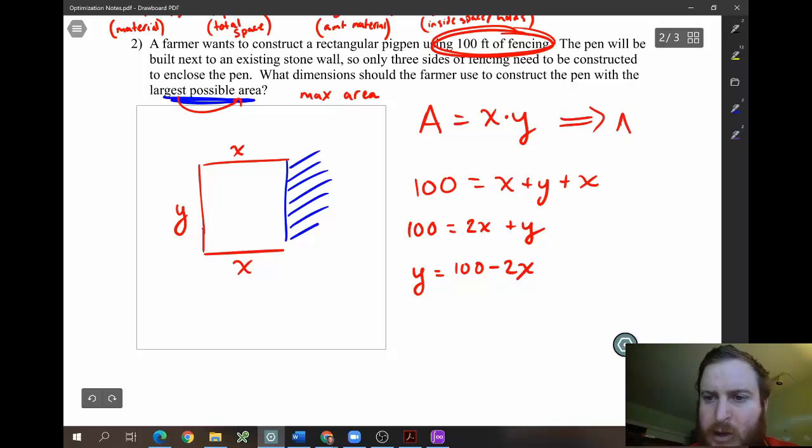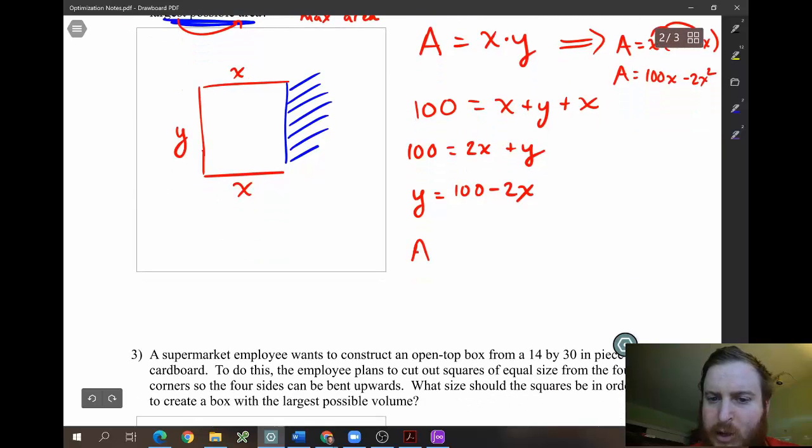So we can plug that in, and we can say this is x times 100 minus 2x. And we'll go ahead and distribute, and we get 100x minus 2x squared. And we can take the derivative. I'll do that down here. So the derivative is 100 minus 4x.